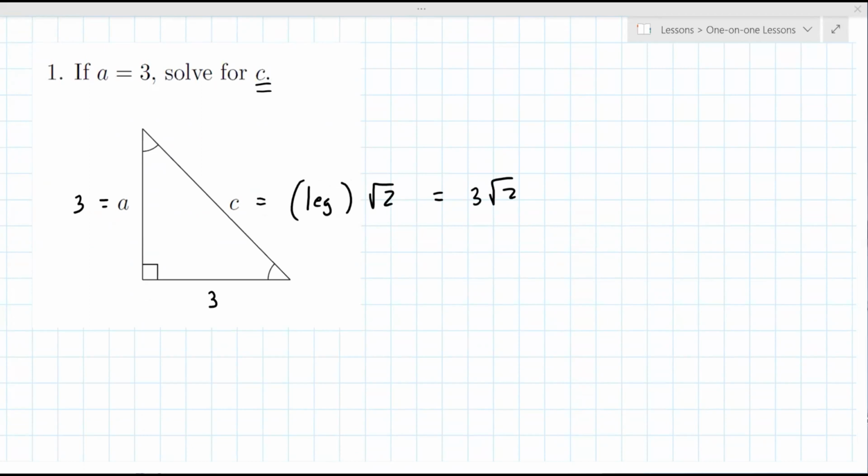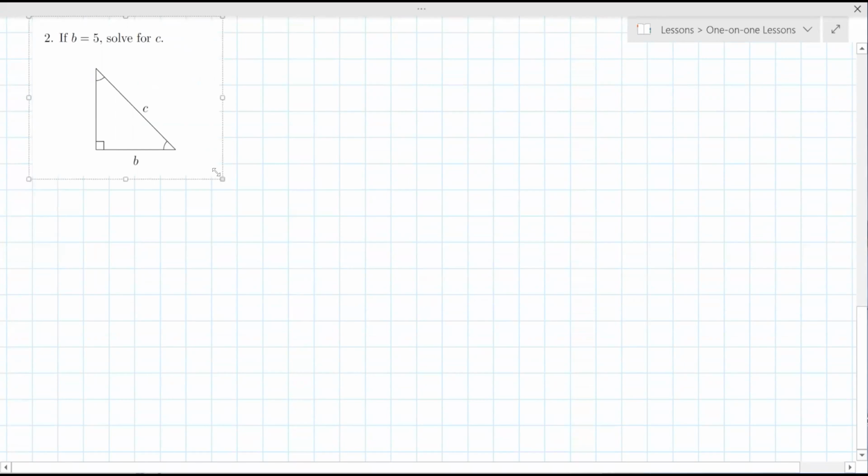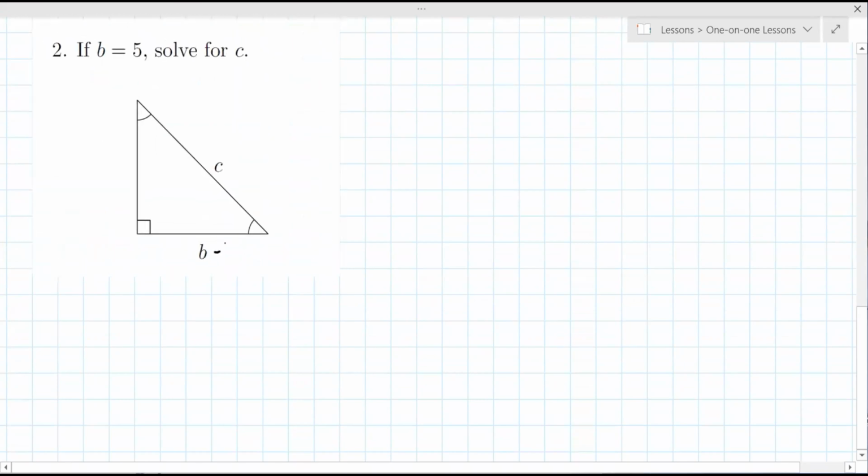All right, so let's do another one of these. If B equals 5, that's a leg down here. If B equals 5, solve for C. So this other leg is also 5. C is the leg times the square root of 2. So that means it's 5 square root 2.